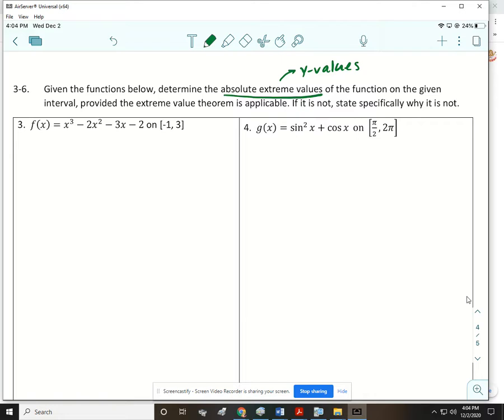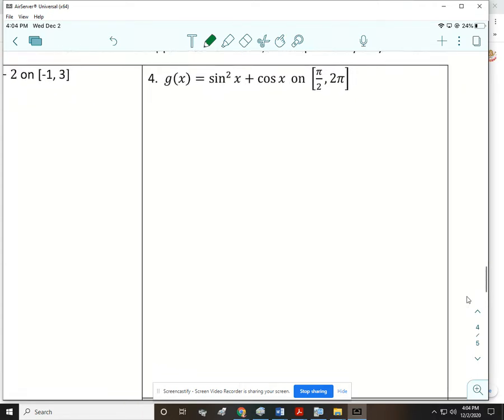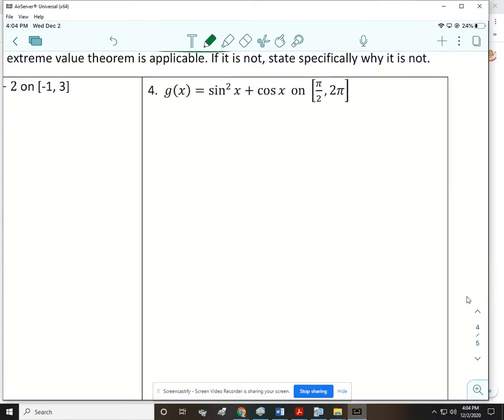Okay. All right. So on number 4, we have g of x equals sine squared of x plus cosine of x. Now, sine and cosine are continuous everywhere. So sine squared would also be continuous everywhere. And then when you add two continuous functions, you get a continuous function. So this is continuous. So it satisfies the condition of that. So what we need to do is find the derivative.